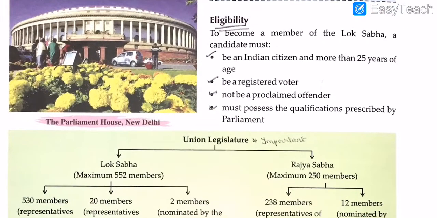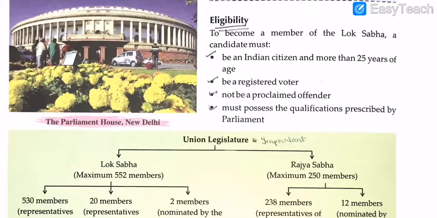Now the eligibility is how to become a member of the Lok Sabha. That means what are the eligibility criteria, because I can't just go and become a member of Lok Sabha since I am not 30 years old, right? So you have to be a certain age to be a member of the Lok Sabha, because this is a question of our whole country. So you have to be an Indian citizen, and that is more than 25 years of age.